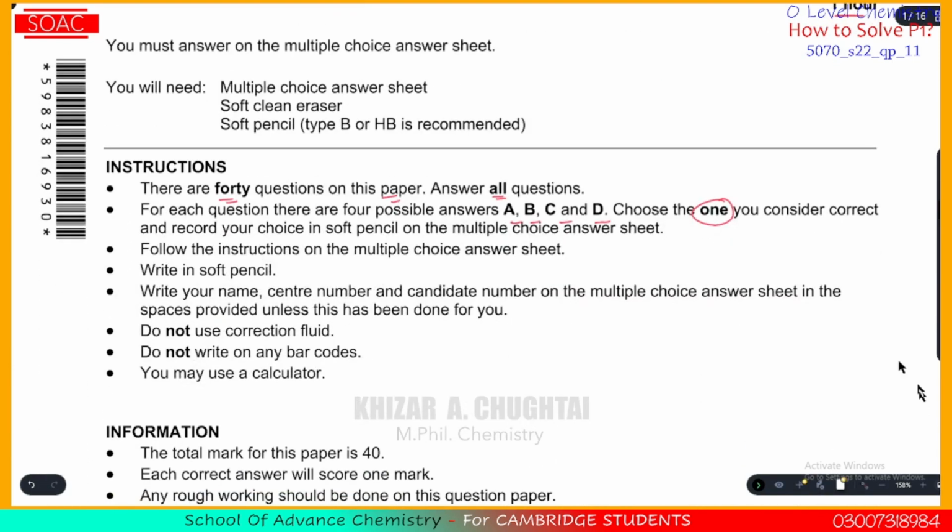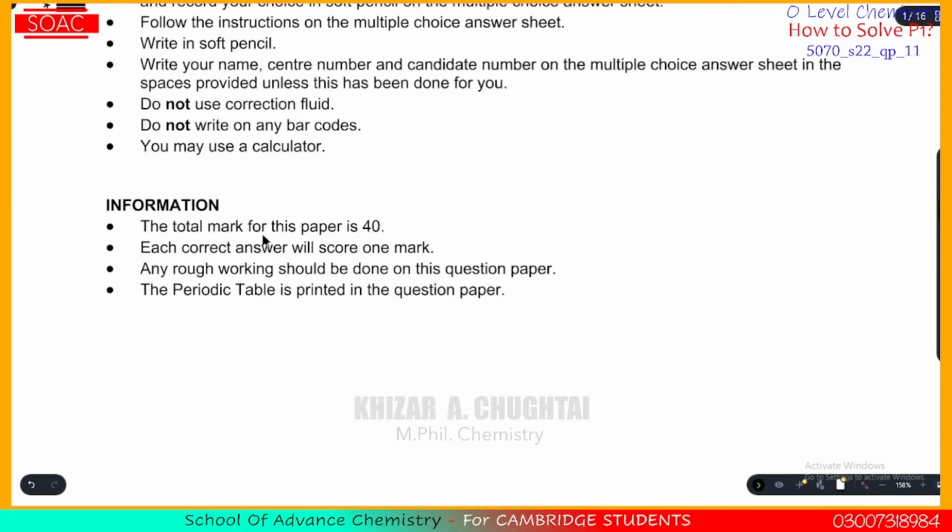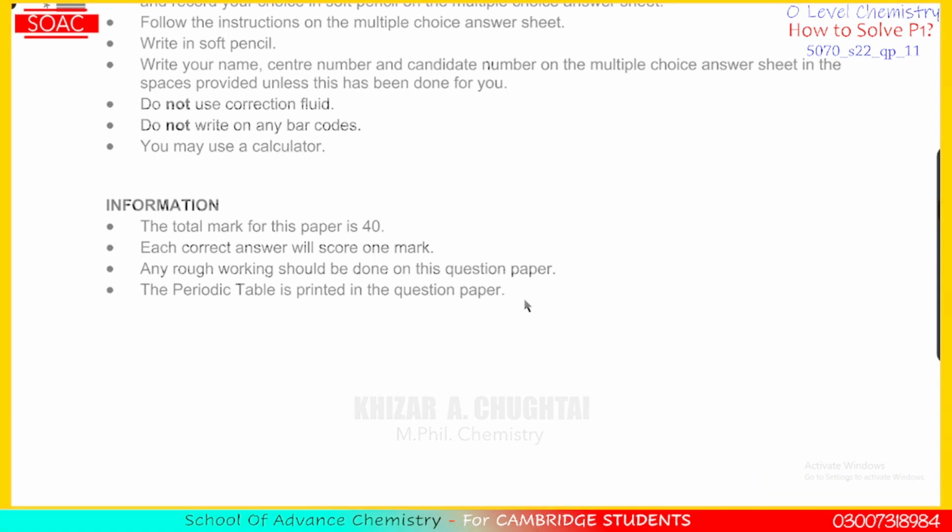Here are the typical instructions: 40 questions in this paper, answer all the questions. For each question, there are 4 possible options A, B, C and D. Choose one correct option. The total mark for this paper is 40. Each correct answer will be scored 1 mark. Any rough working should be done on this question paper. The periodic table is printed on this question paper. So let's jump to question number 1.